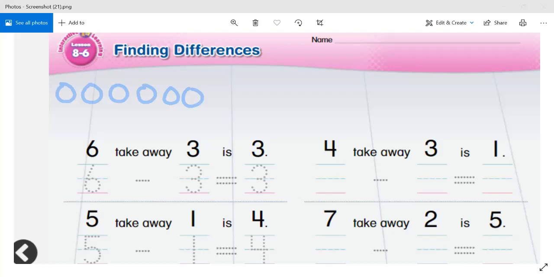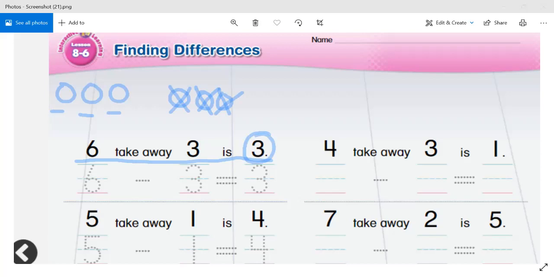So we have our 6 counters here. How many counters should we move to show the hats that are taken away? 3. So we're going to move these 3, and we can probably put them over here. 1, 2, 3. So over here, it says 6 take away 3 is 3. So we take away 3 hats, and we are left with 1, 2, 3. The difference is 3.